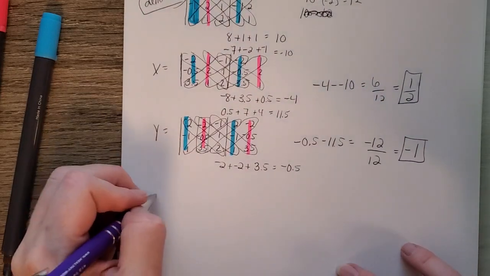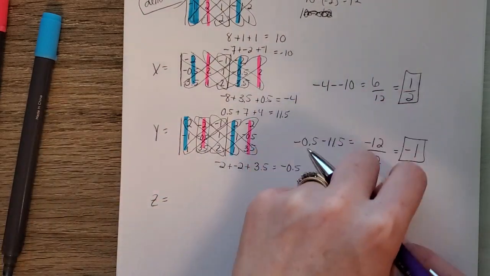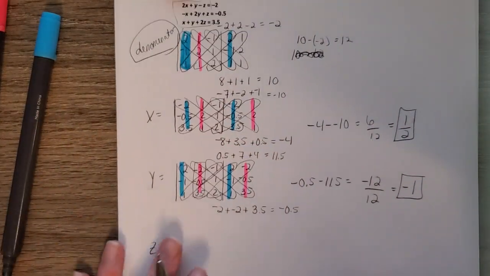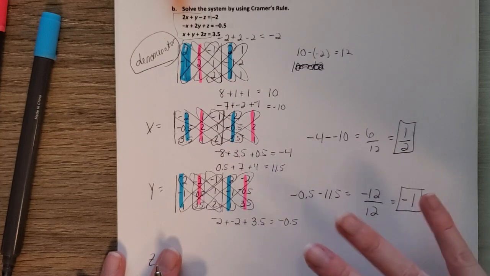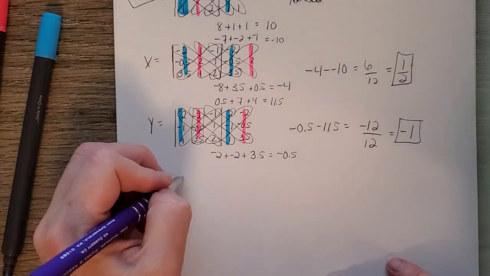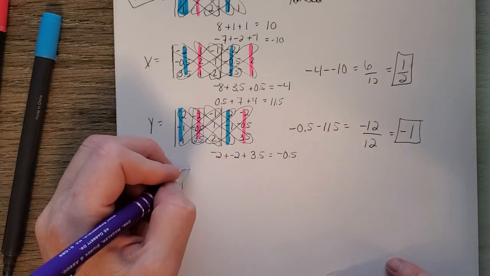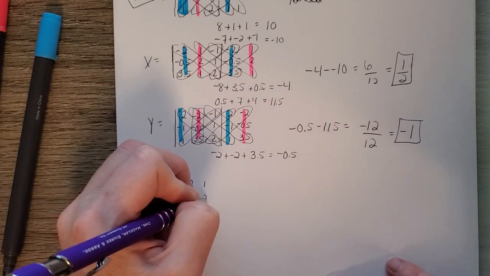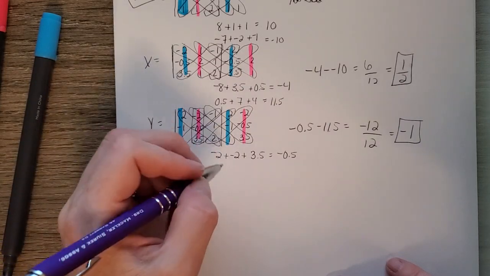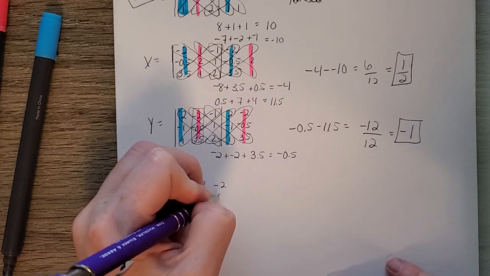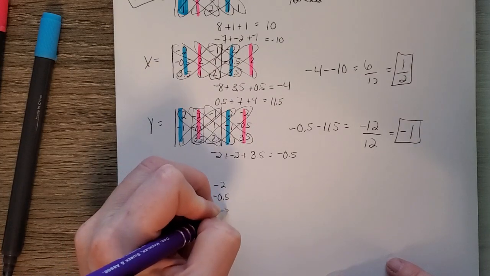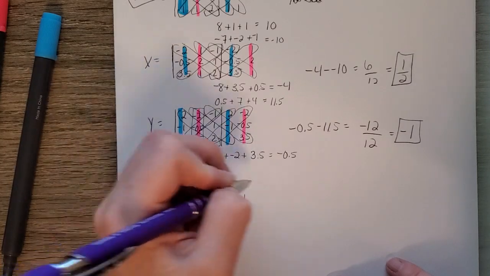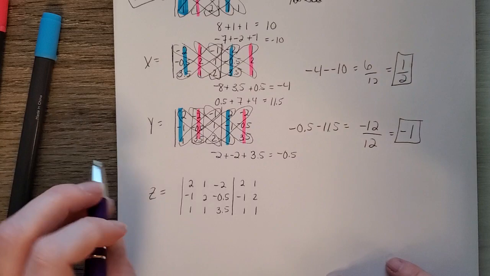And then to do z, again, at some point you can substitute these values back in if you don't want to do this whole process, but just so you can see how it works. So if you don't want to do the whole process, once you have x and y, you can plug them back in. But to do z, we're going to keep the x as it was, 2, negative 1, 1. The y is still 1, 2, 1. But now we replace the z values with the answer negative 2, negative 0.5, and 3.5. And then we're going to repeat our first 2 columns.